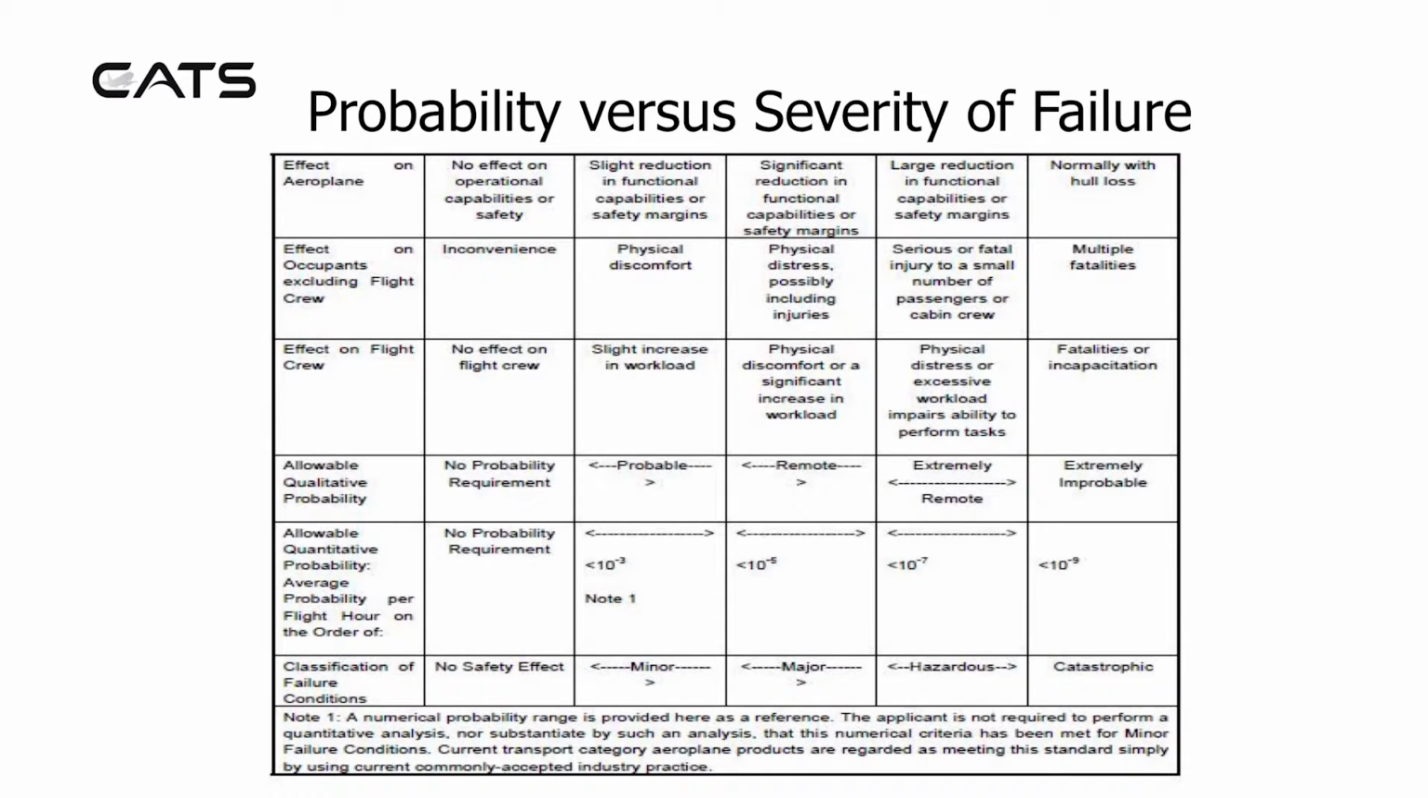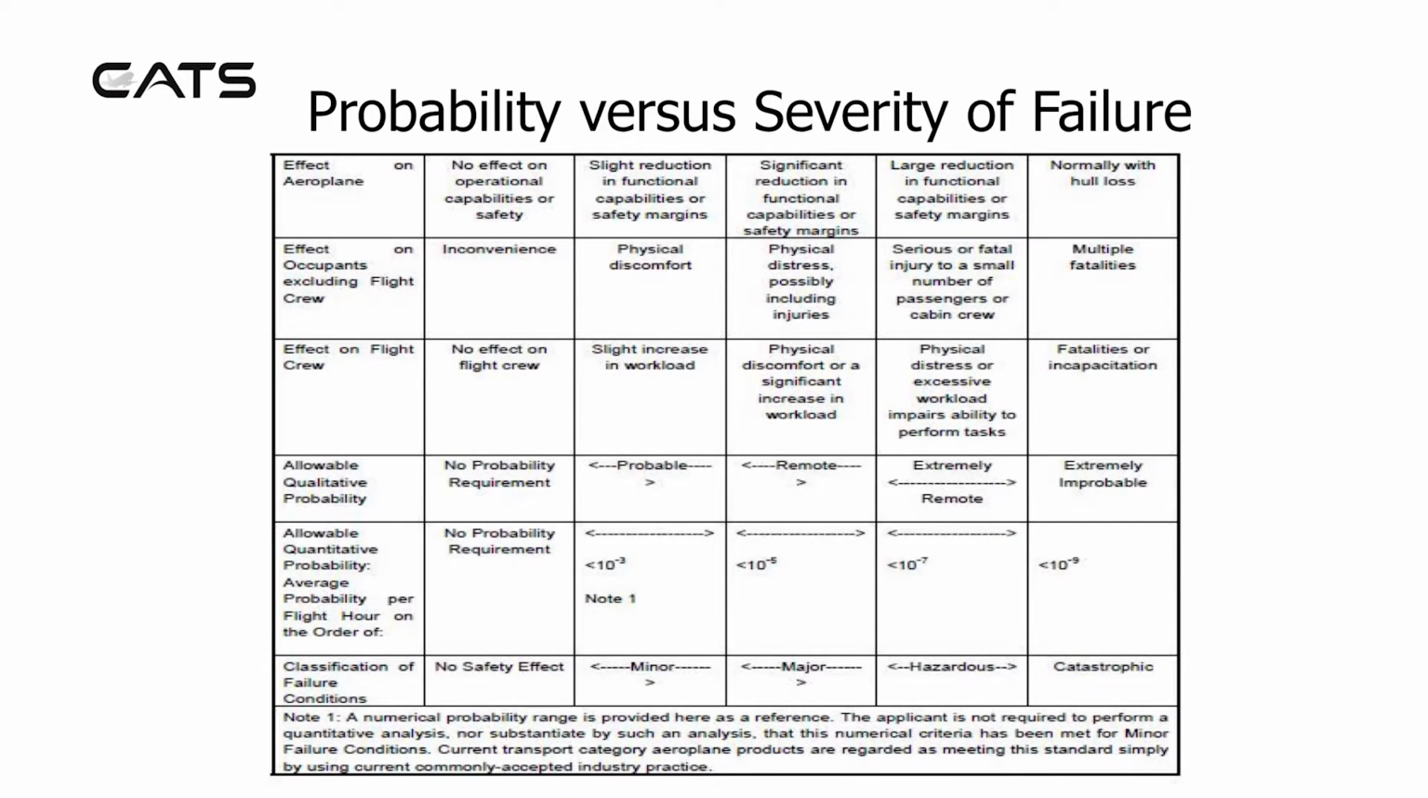From the bottom of the table, classification of failure condition minor has an allowable quantitative probability of less than 10 to the minus 3. Its allowable qualitative probability is probable. The effect on flight crew is a slight increase in workload. The effect on the occupants is physical discomfort. The effect on the aeroplane is a slight reduction in functional capabilities or safety margins.